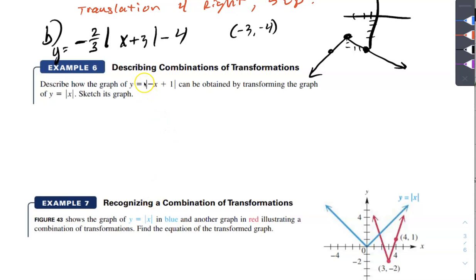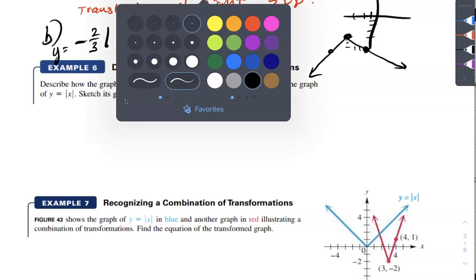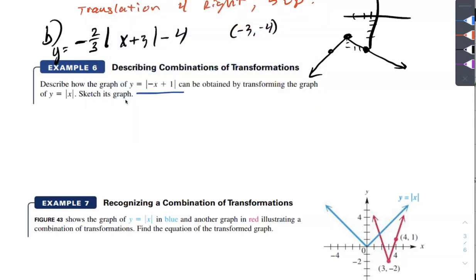Describe how the graph of y equals absolute value of negative x plus 1 can be obtained by transforming the graph of y equals absolute value of x. So this one's a little tricky. I put this one here on purpose. We can't have a negative in front of the x if there's a plus 1, so we have to factor it out. Right now it looks like a horizontal flip and then we move left 1, but that's a little bit of a lie. You have to factor out the negative 1 first. So it looks like this. And now we can see there's a horizontal flip, or flip across the y-axis, and then we shift right 1.